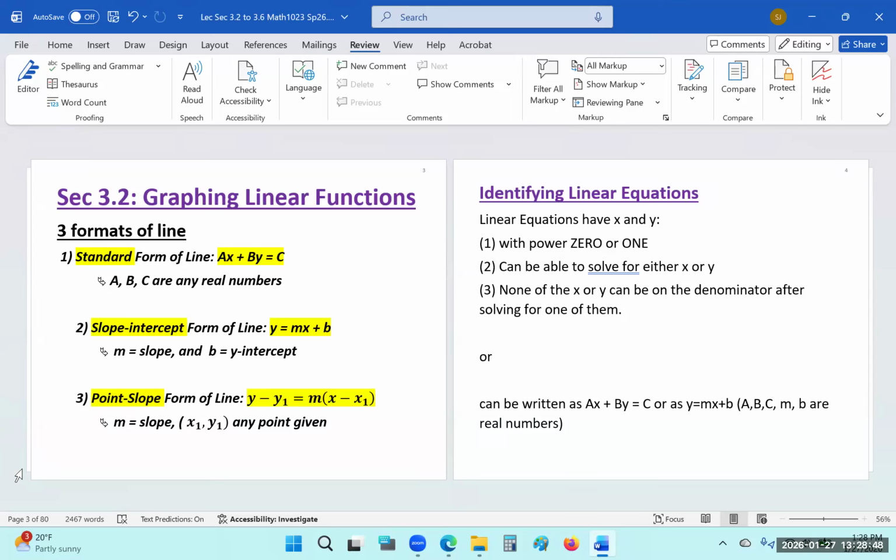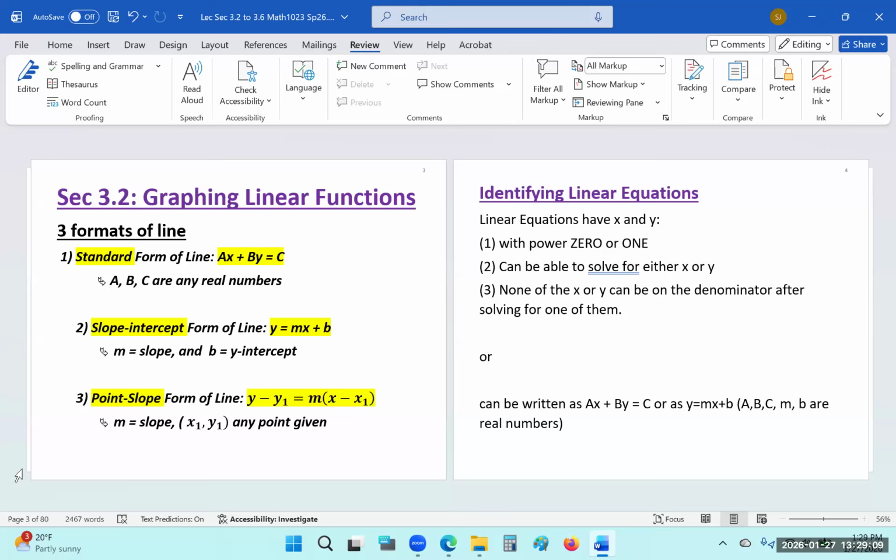The first characteristic is both x and y cannot have more than one power. They can have 0 power, they can have 1 power, but they cannot have more than 1 power. So if your equation has more than 1 power on either x or y, it's automatically not a linear function.